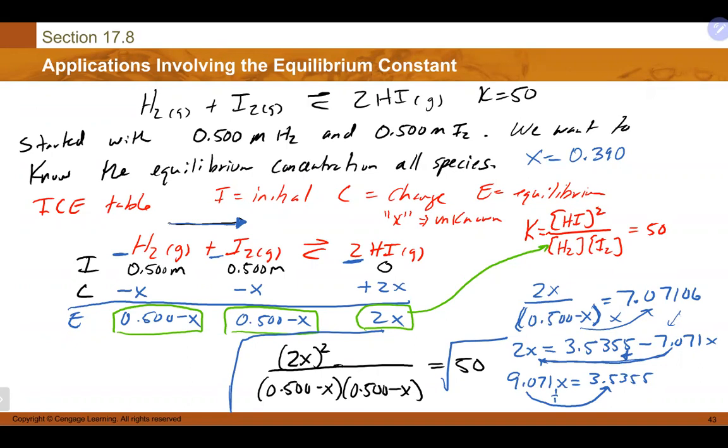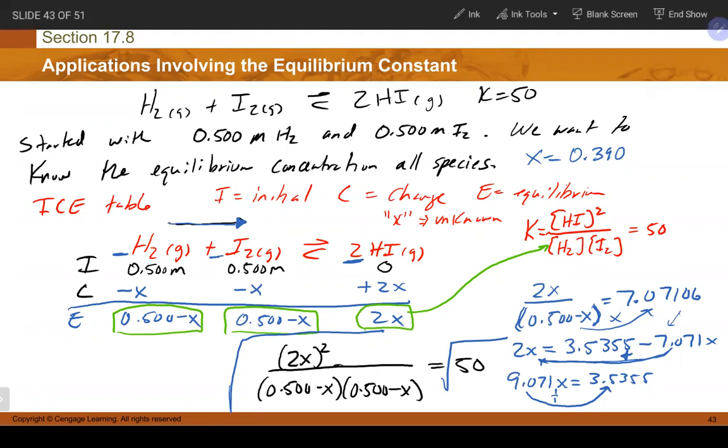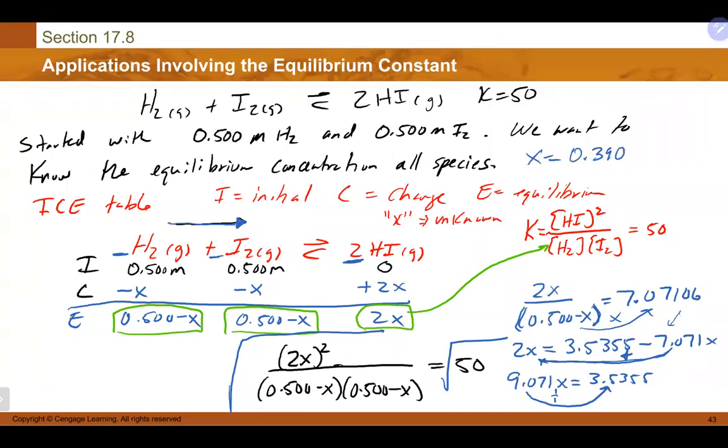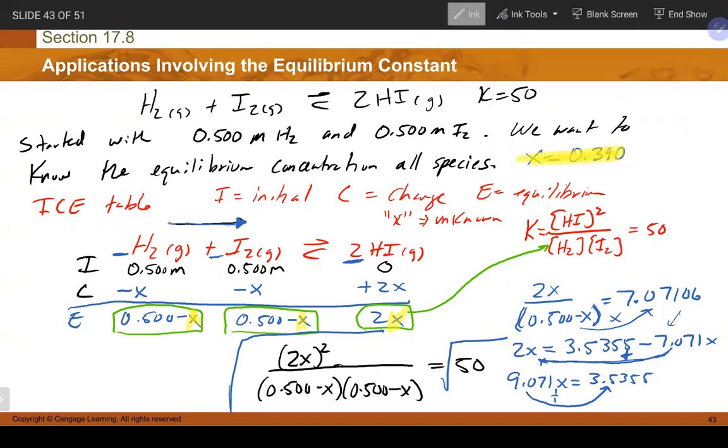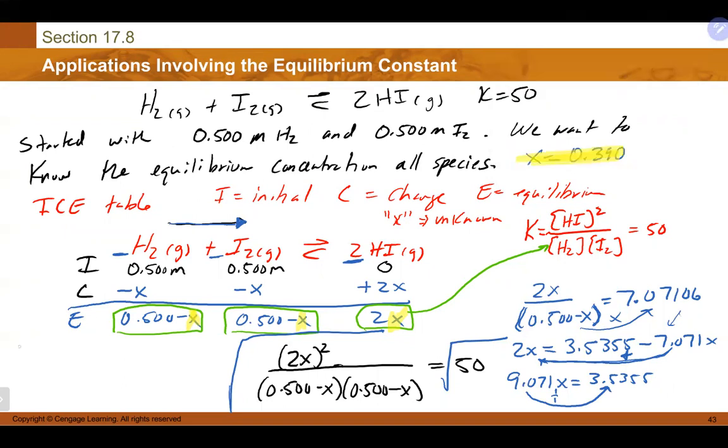Other questions on that? Now, the 0.390 is not necessarily the answer in this case. It is the x value for everybody that is in that table. So this x value is the x value here, it is the x value here, and it is the x value there. That means that we could then put that number in and solve for what the equilibrium concentrations are. So the H2 concentration at equilibrium will actually equal the I2 because it's the same.